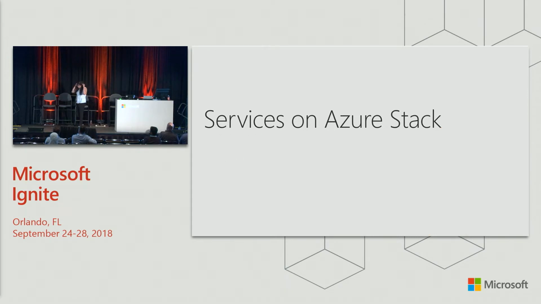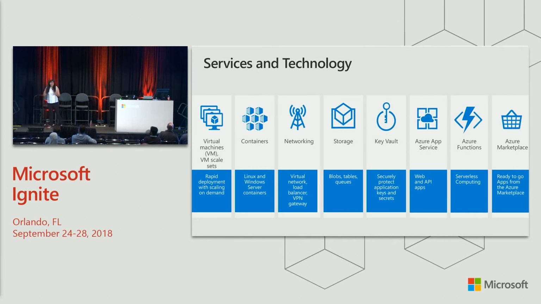So now that I've spoken about the consistent ARM, the consistent portal, we also really have to think about the consistent services. So we have everything that you would need. So we have the virtual machine scale sets. Of course, that comes with the network, the storage, and the key vault. So you have the virtual network, the gateways, blobs, tables, and queues, and of course, the key vault so that you can store your application secrets.